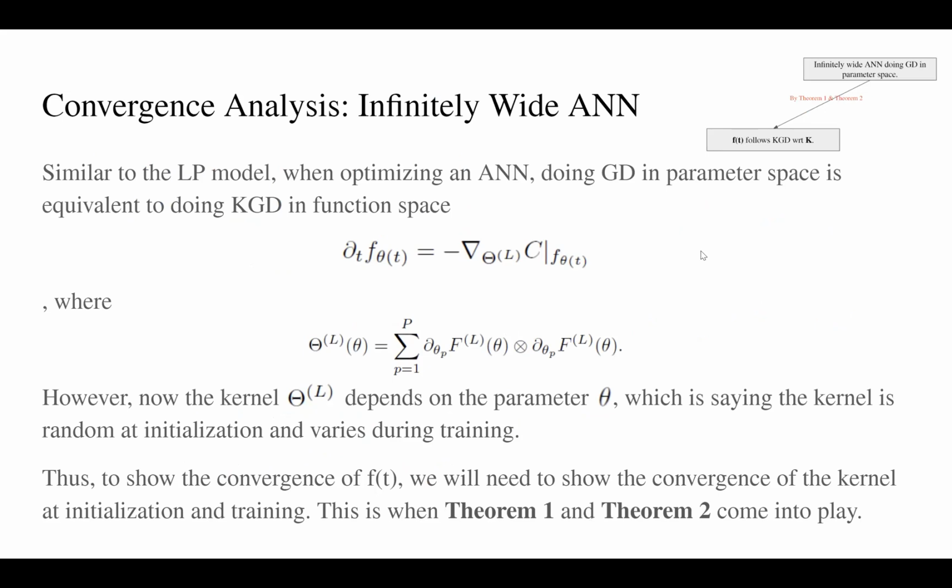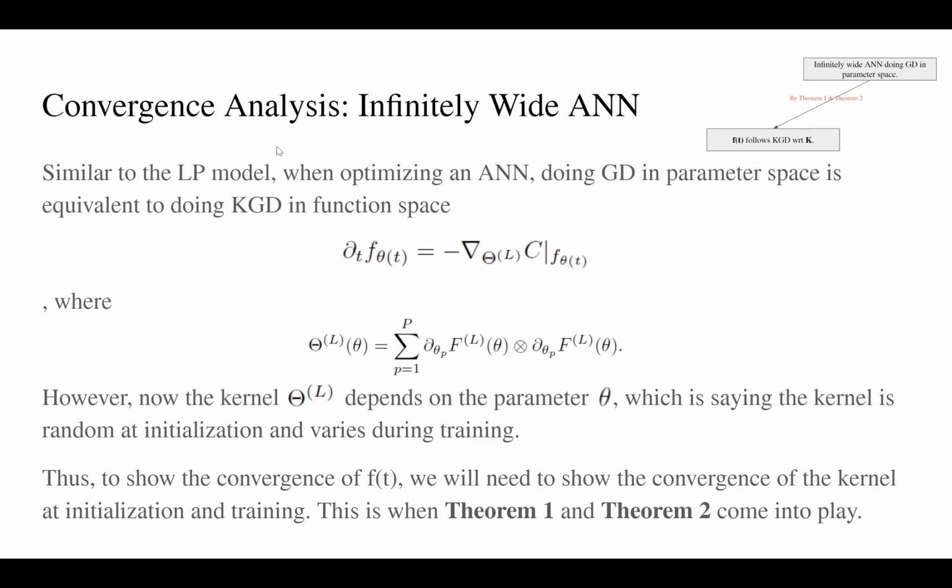Okay, so after the linear parameterized model, we will talk about a case closer to real life, and of course more complicated than the linear parameterized model. But the idea is still the same. We just need to show that the infinitely wide ANN doing gradient descent in parameter space is equivalent to f_t doing kernel gradient descent with respect to K in the function space.